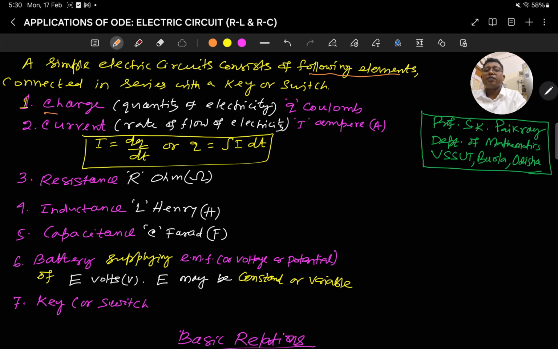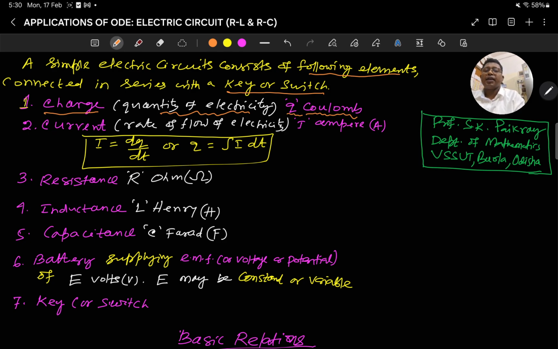One is the charge. These elements are connected in series with a key or a switch. Coming to the charge, what do you mean by charge? It is the quantity of electricity. In symbol we write it Q and the unit is coulomb.